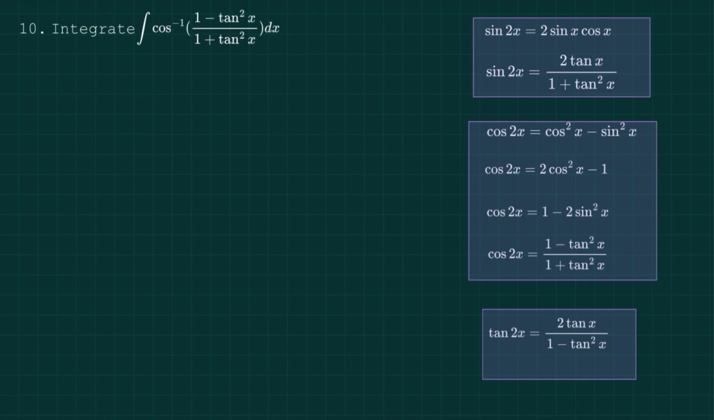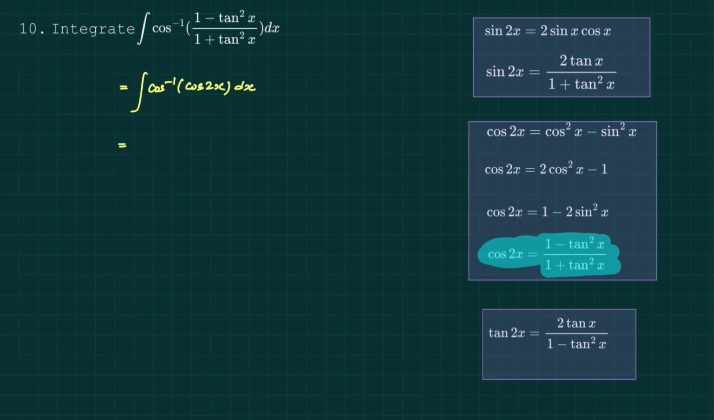Question 10. Integration of cos inverse of (1 minus tan square x over 1 plus tan square x) dx. If you notice, outside there is cos inverse. So whatever is inside the bracket, we have to turn this function in terms of cos so that we can make the function simpler. From the formula of multiple angles, 1 minus tan square x over 1 plus tan square x can be written as cos 2x. So let us directly replace this, then we will have cos inverse of cos 2x dx.